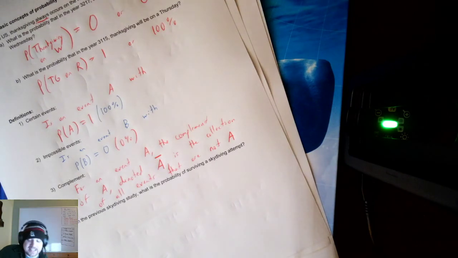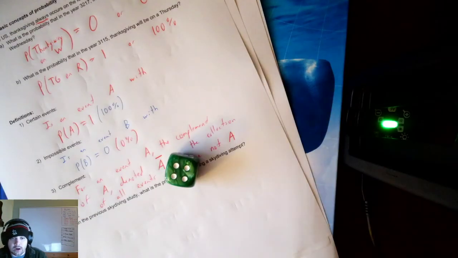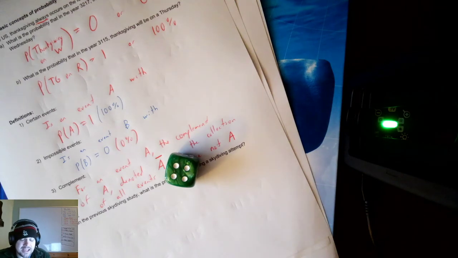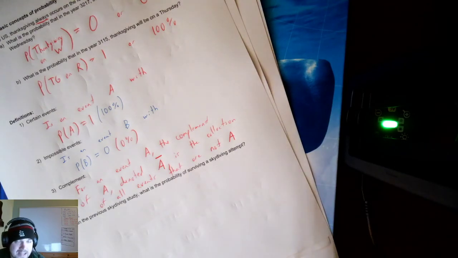So maybe my event A is rolling a 4. The complement of A would be a 1, a 2, a 3, a 5, or a 6. It would be the opposite. That's what the complement is. Some people like to remember this by thinking of complementary colors. They're opposite sides of the color wheel.